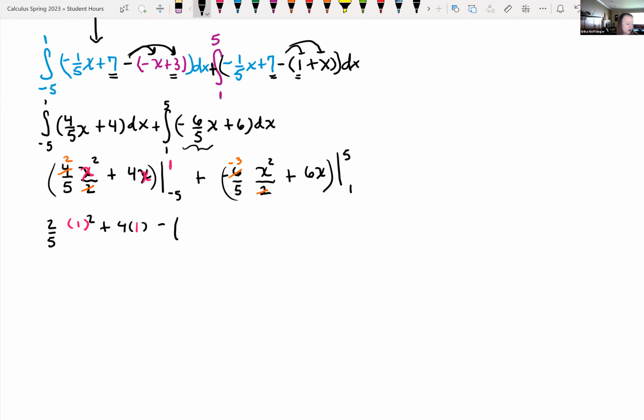And so now we're plugging in negative 5 wherever we see an x. So going through, we have, let's see, that 2/5 we have -5 quantity squared. And then plus 4 times -5.